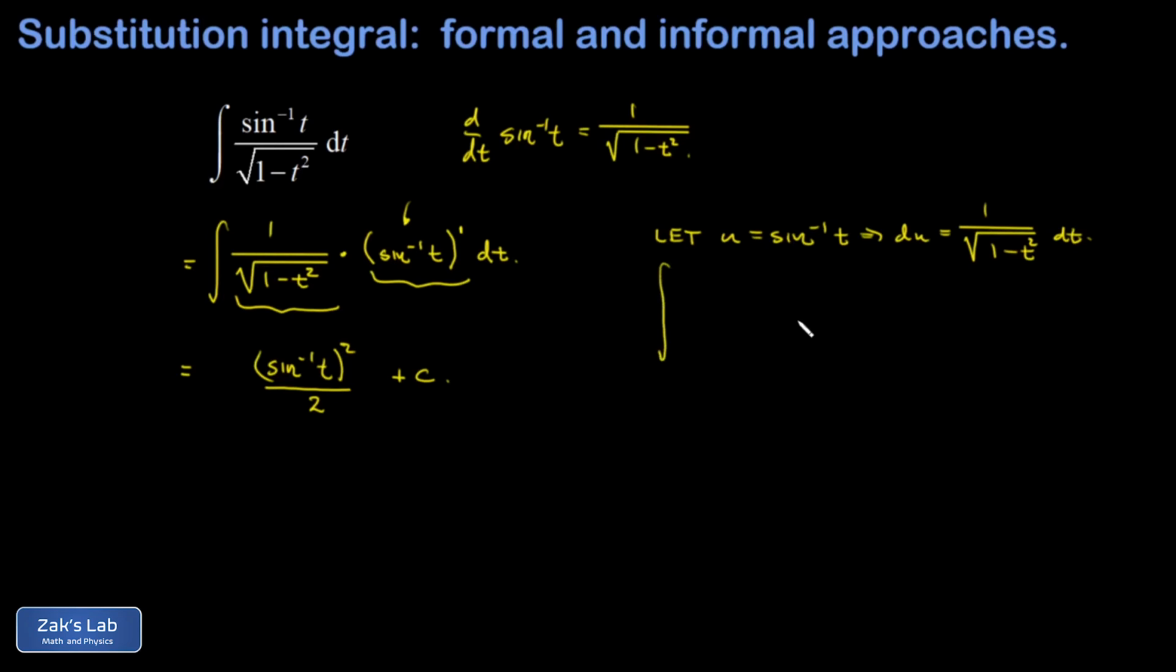And then I transform my integral, and I see that the inverse sine can be replaced with a u. And then I have a 1 over square root 1 minus t squared dt, which can be replaced with a du. And now I apply the power rule to this, and I get u squared over 2 plus c. And then I replace u with this definition in terms of t, and I have the inverse sine of t all squared over 2 plus c. So we get to the same place.